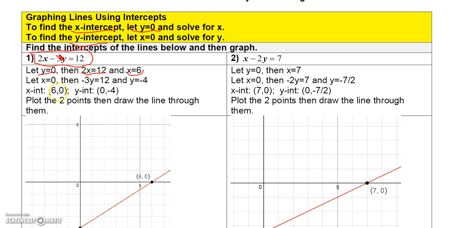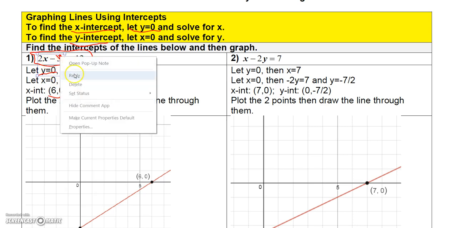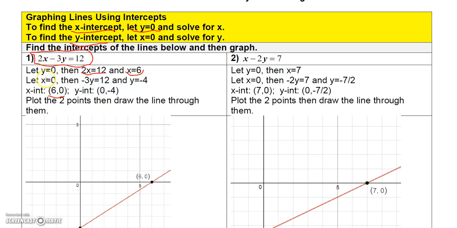So we know the x-intercept would be the point 6 for x and 0 for y. Now if you want to get the y-intercept, we would let x be 0, and if you let x be 0, that makes this term disappear, and so you would get negative 3y equal 12, and then if you divide both sides by negative 3, y would be negative 4. So the y-intercept would be the point 0, negative 4.